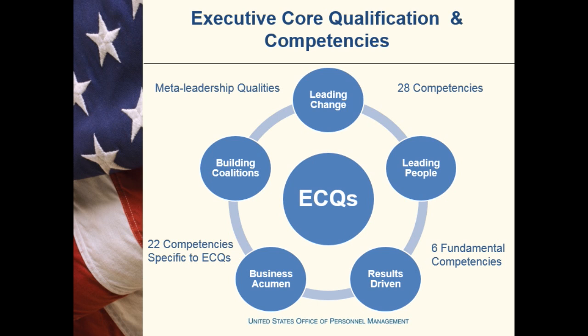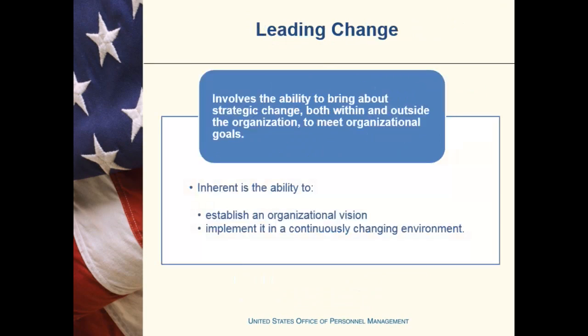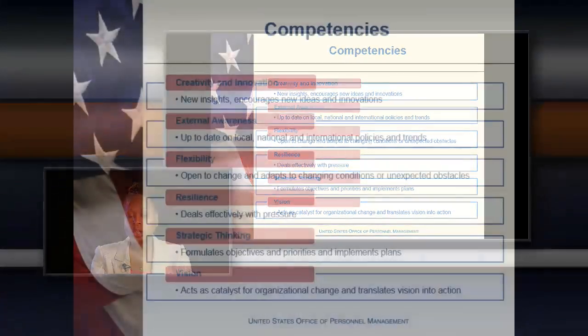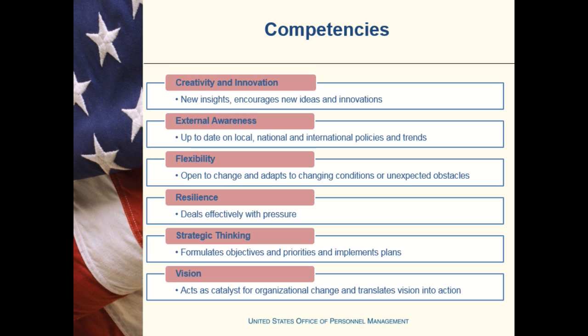There are 28 competencies within the ECQs, with 22 of them being specific to the 5 meta leadership competencies. We'll start off with leading change. This is all about being a change agent. How are candidates driving change, leading successful change within the agency? There are 6 competencies here when it comes to leading change. Candidates must hit at least 4 of the 6 competencies. Board members pay particular attention to creativity and innovation, strategic thinking, and vision.